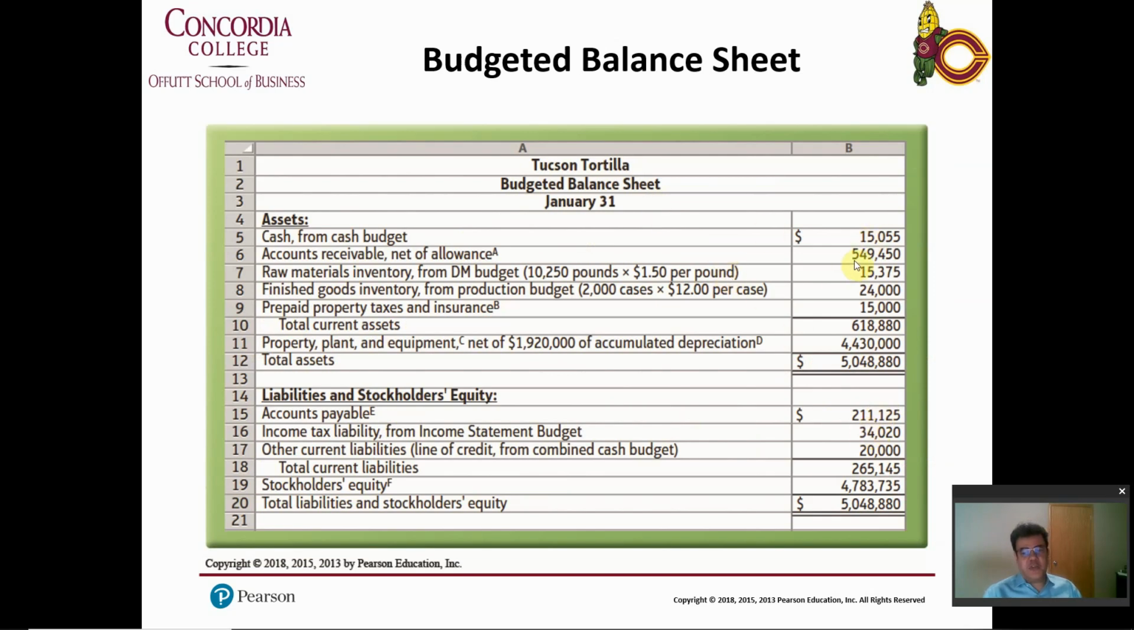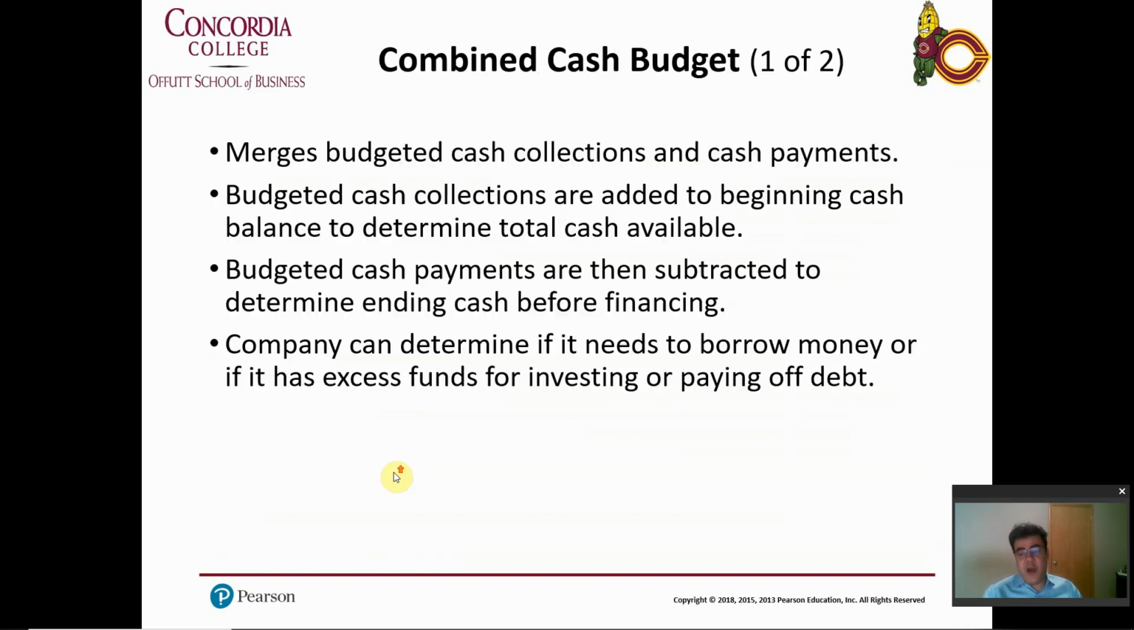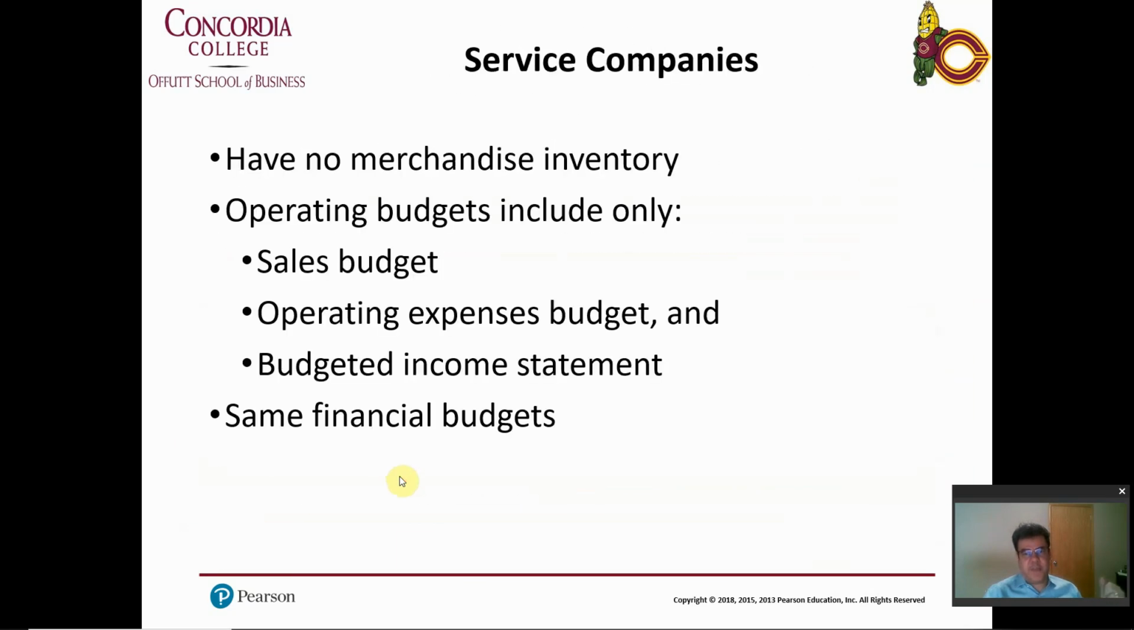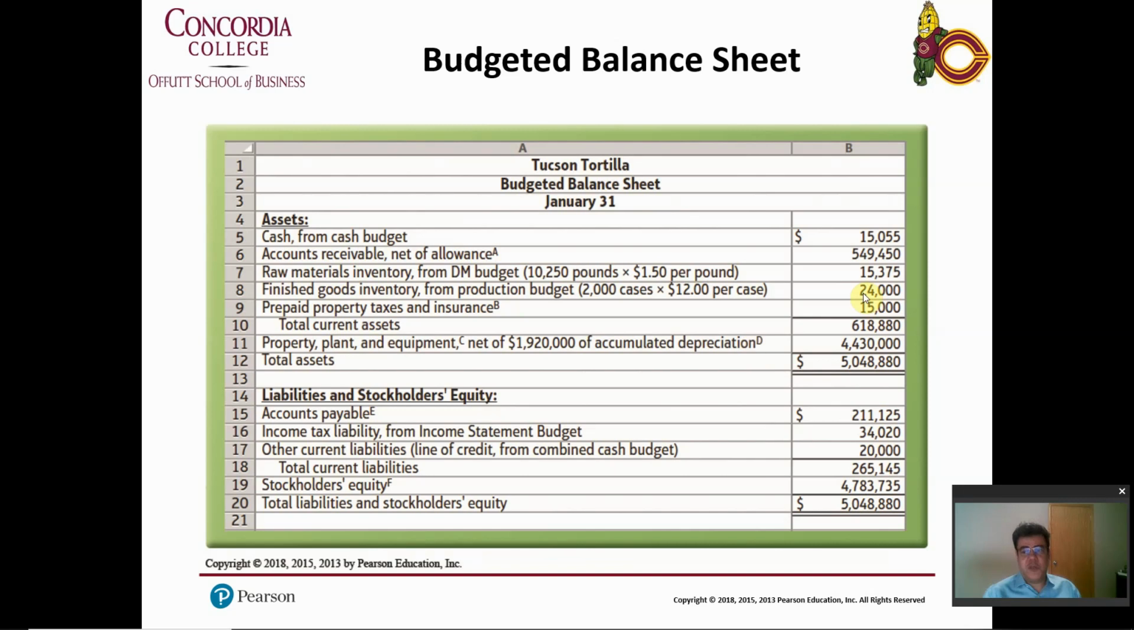So cash, accounts receivable, that is basically our cash sales plus some cash sales of December that we will be receiving only in February. The raw materials ending balance times price per pound, finished good inventory again, ending balance times the cost per case, the prepaid property tax and insurance. So we have total current assets, property, plant, and equipment. We have here beginning balance plus our capital expenditure less our depreciation.